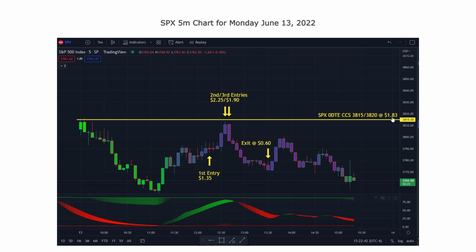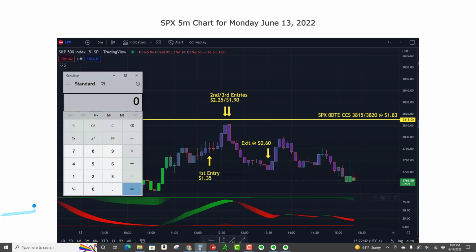Now, why does the spread total over here say $1.83? Well, let me bring up the calculator and let's just do some quick credit spread math. First of all, when you have a credit, let's add up the credits. $1.35 plus $2.25 plus $1.90, you end up with $5.50 in credit. So when I divide that by 3, you ultimately end up with an average credit of $1.83.